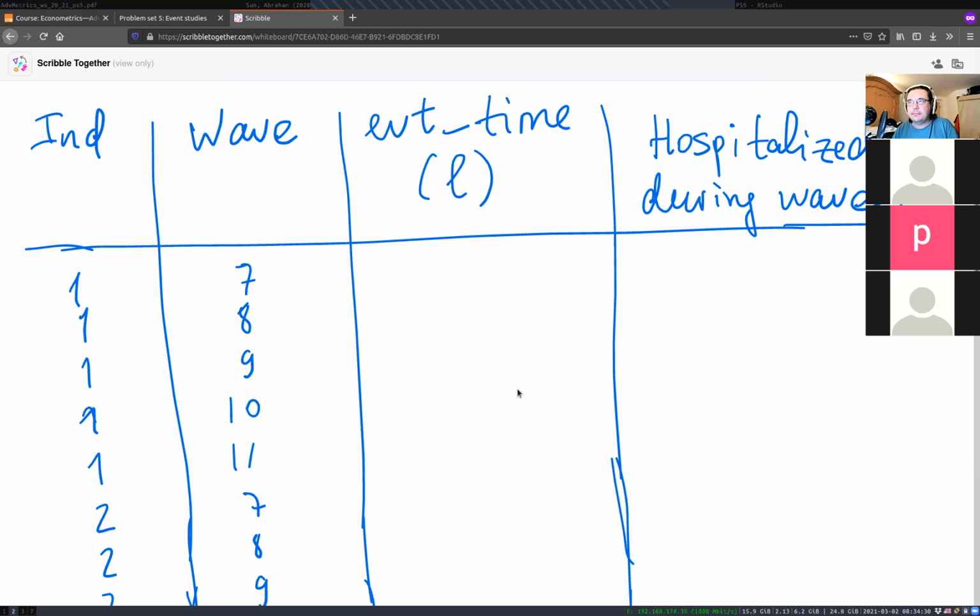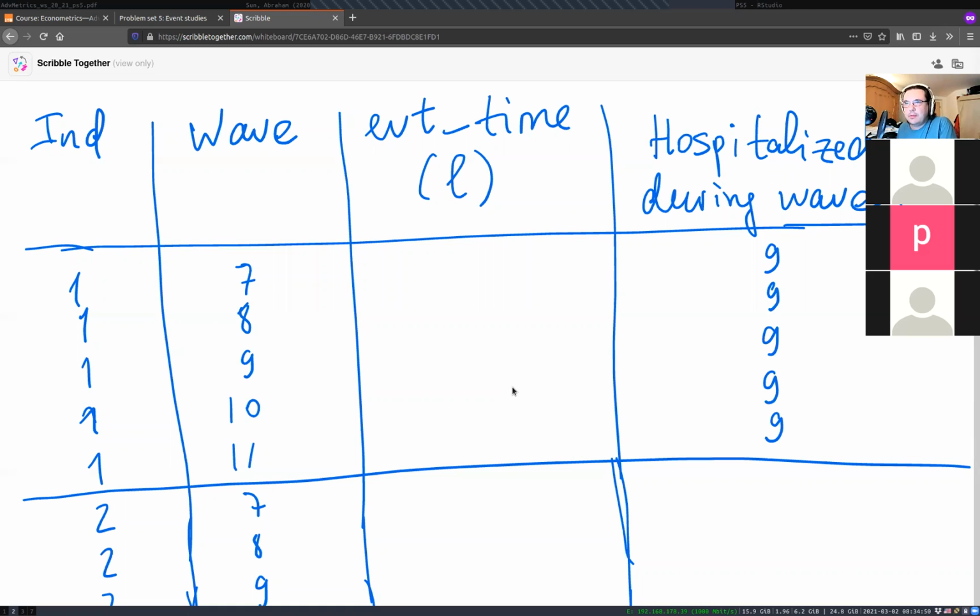So if the individual is hospitalized during wave 9, that's going to be our first individual. We're going to have event times -2, -1, 0, 1, and 2. So this is the distance at the particular moment of time, and the moment of time is wave, of course. And individuals are i's.